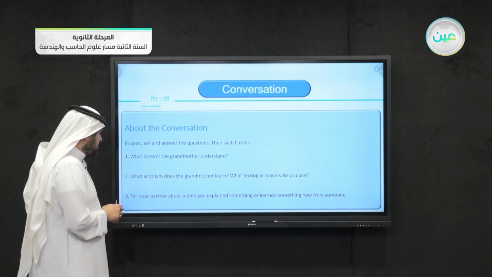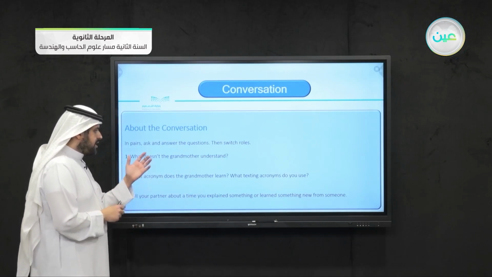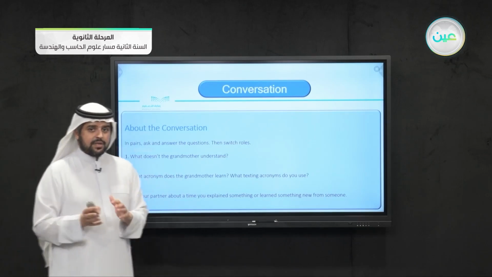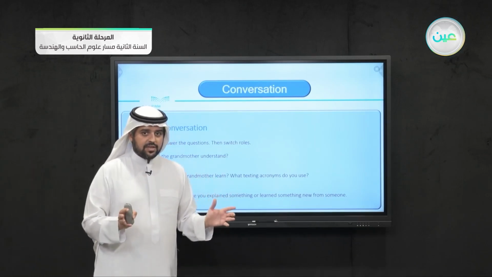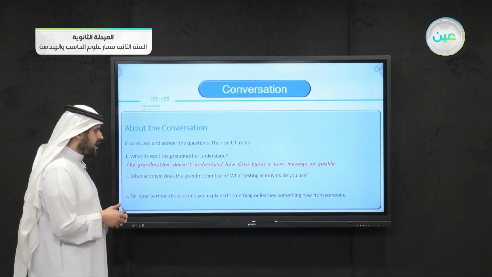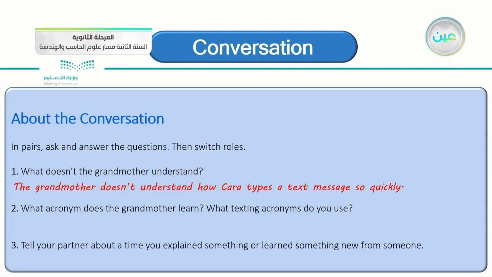So the first question, what doesn't the grandmother understand? This is very obvious. Yes, very good. The grandmother doesn't understand how Kara types a text message so quickly. She was sitting here for just one or two seconds, then she found out that Kara finished a whole sentence in texting. That is what she doesn't understand. Again, the grandmother doesn't understand how Kara types a text message so quickly.